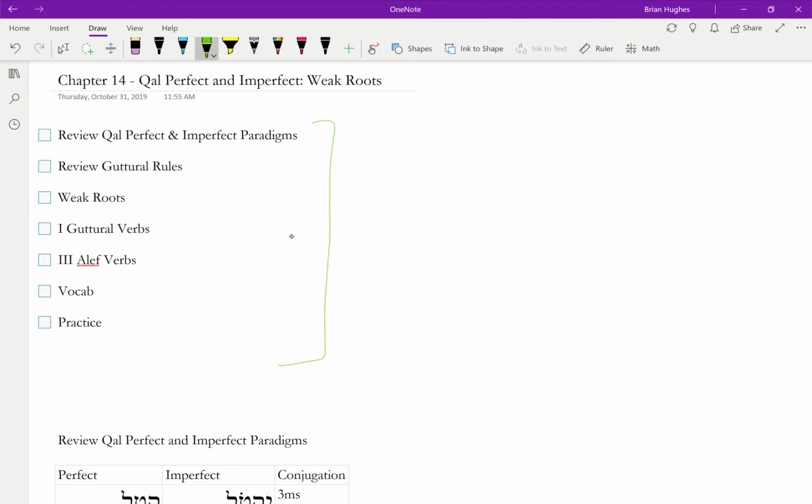We're talking about verbs, so we'll go over our paradigms. We'll also review guttural rules because these will be important as we get into weak roots. Then we'll introduce weak roots, and we'll talk about two specifically: gutturals in the first root position and when the aleph is in the third root position. And we'll go over vocab and we'll do some practice.